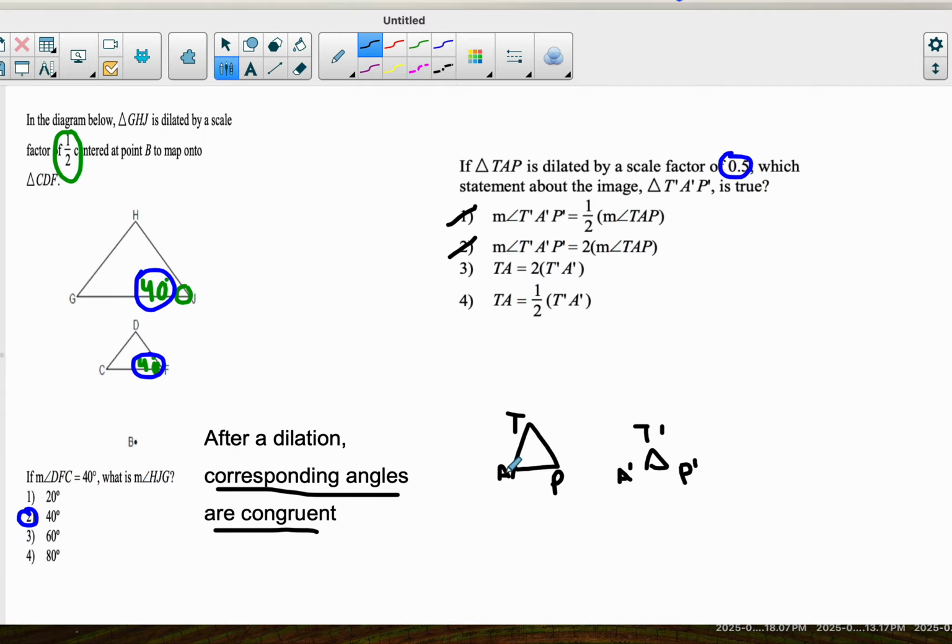Answer choice 3 is saying TA is double T prime, A prime. That makes sense because the dilation is 1/2, so this should be double the dilated corresponding side. The fourth answer choice says that this is half of this. That doesn't make sense because the dilation is 1/2, so this one's smaller, so this one can't be half of this one. This one has to be half of this one. So answer choice 3 is the correct answer choice.